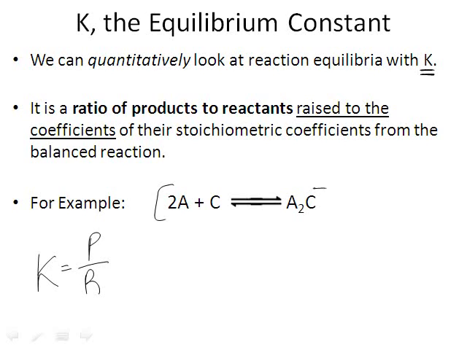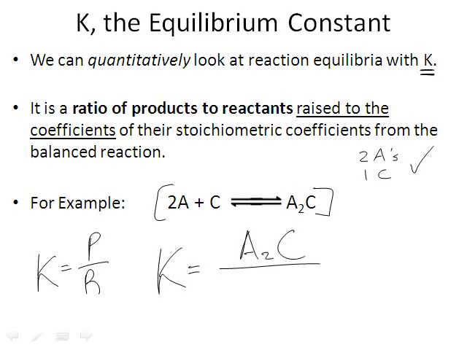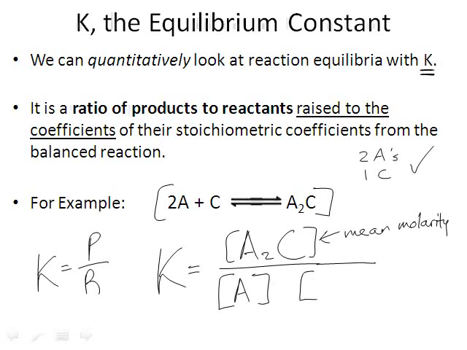If we look at the reaction here, I've got two A's on both sides, and I've got one C on both sides, so we're balanced. Now it's products over reactants, so I'm going to have K equals A2C on the right-hand side. I'm going to put it in brackets, and brackets mean molarity. So it's the concentration of my product over my reactant, which I have A as one of my reactants. My other reactant is C.